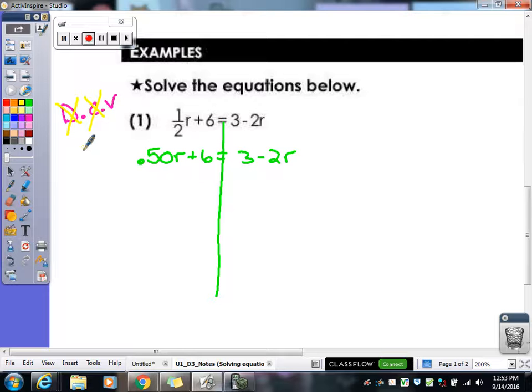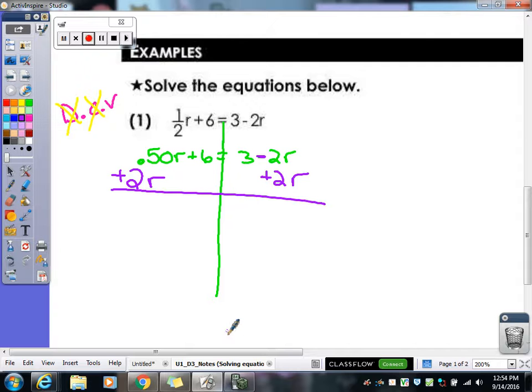So now I'm going to get the variable by itself. I always like to move the smaller letter first. What is smaller, 0.5 or -2? Everyone picks 0.5. It is -2. -2 is smaller. And the opposite of subtraction is add 2r to both sides.